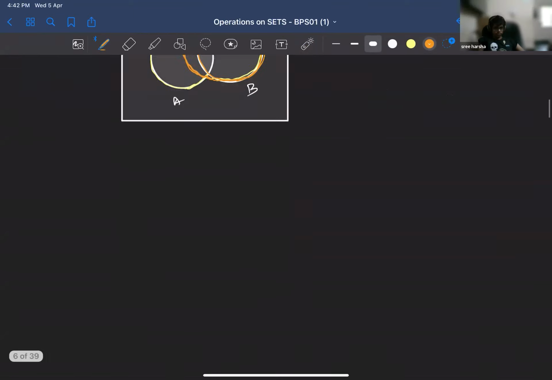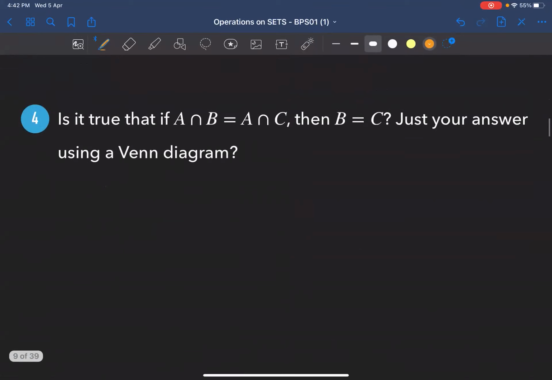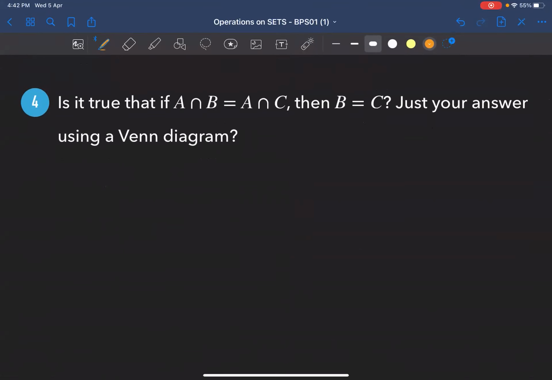Okay, so now let us see if you can justify this. Is it true that if A intersection B is equal to A intersection C, then B equals C? Again, I don't know why I have this question mark. Ignore that question mark. Justify your answer. Again, I'll pause for a minute. Try this. Very good. I think this again would be false, right? Yes. Can you show me the same logic here again?